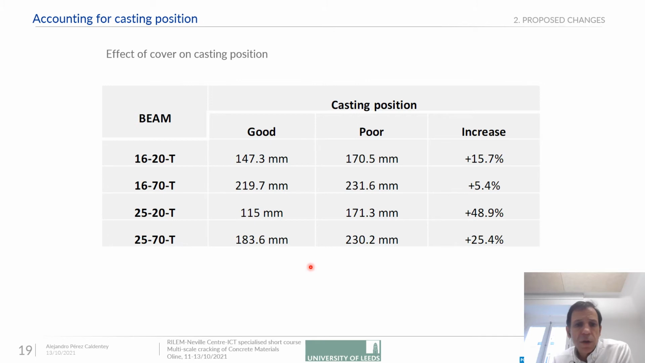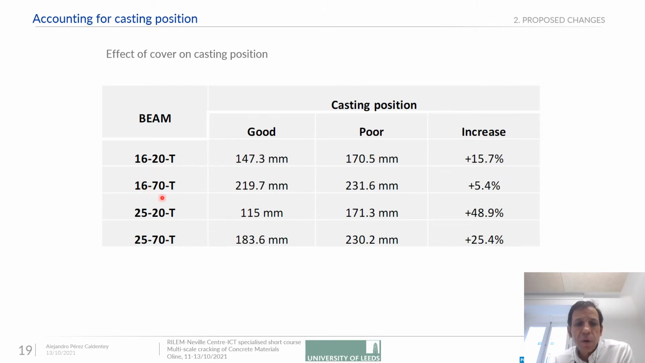This is just a summary of these results. You can see with a 16 millimeter bar and a 32 millimeter cover, we have an increase in the crack spacing of almost 16% when we go from good to poor bond conditions.